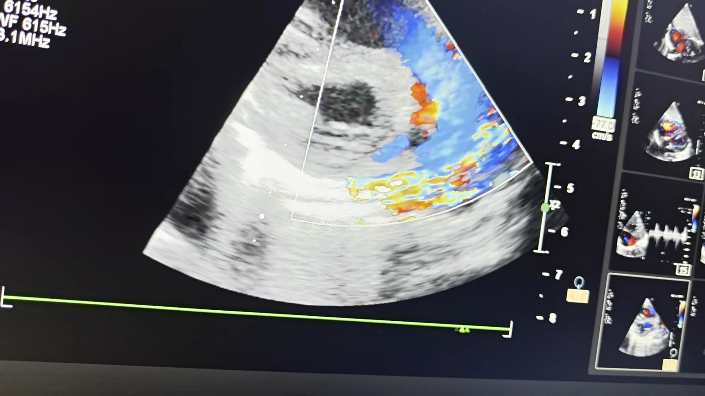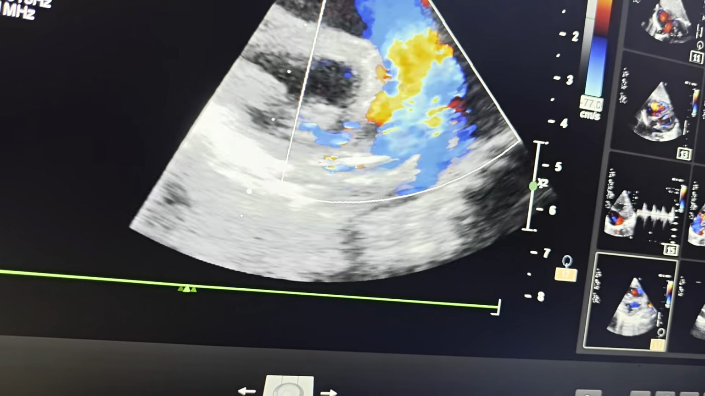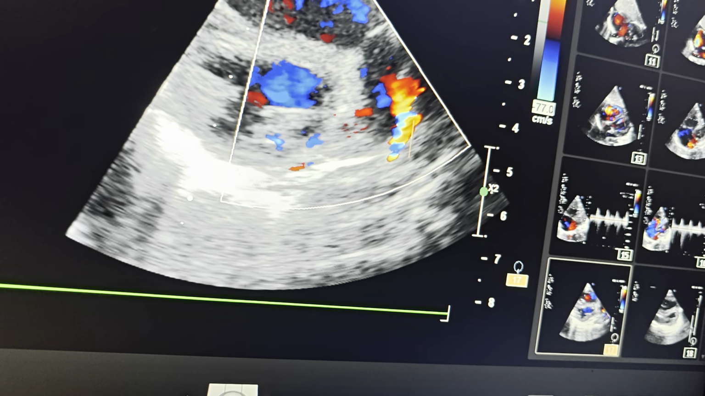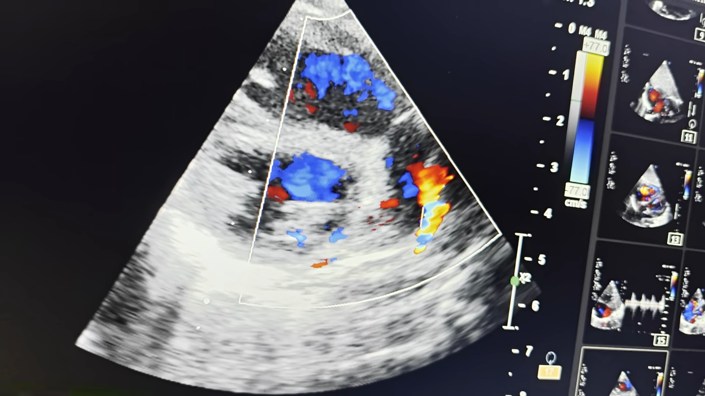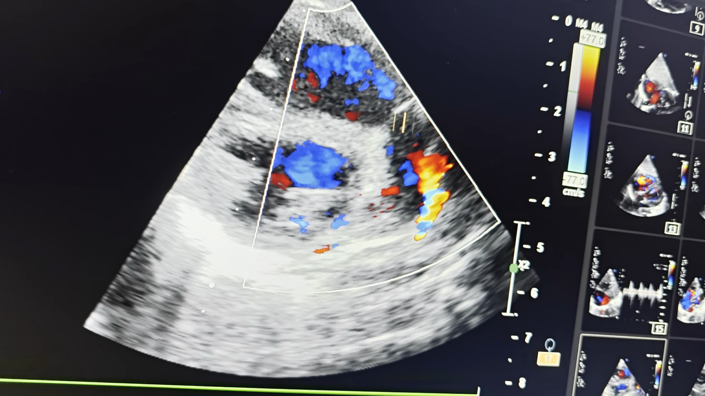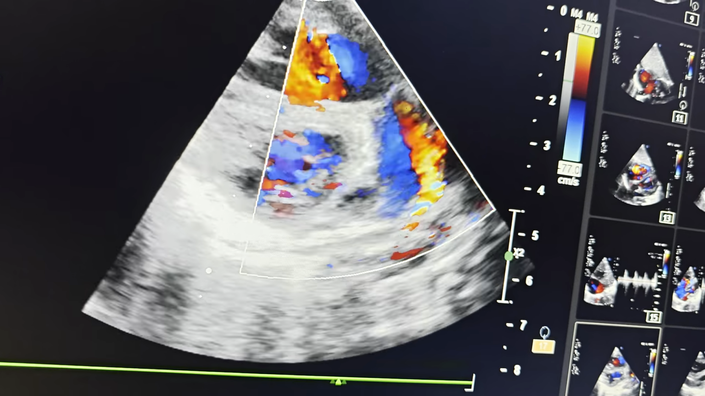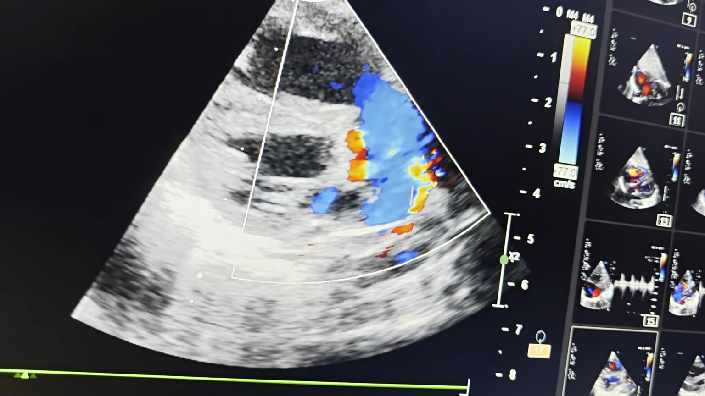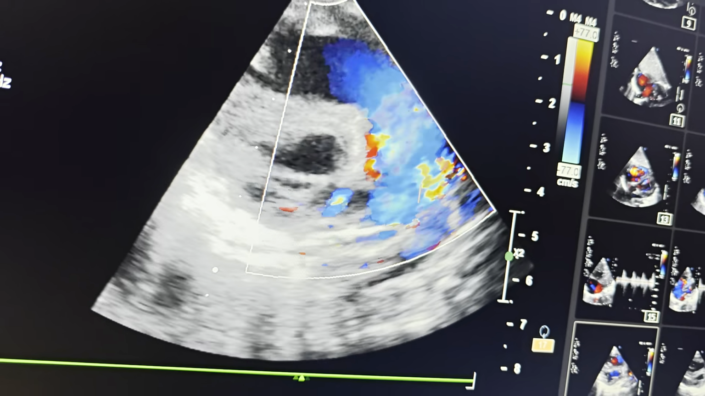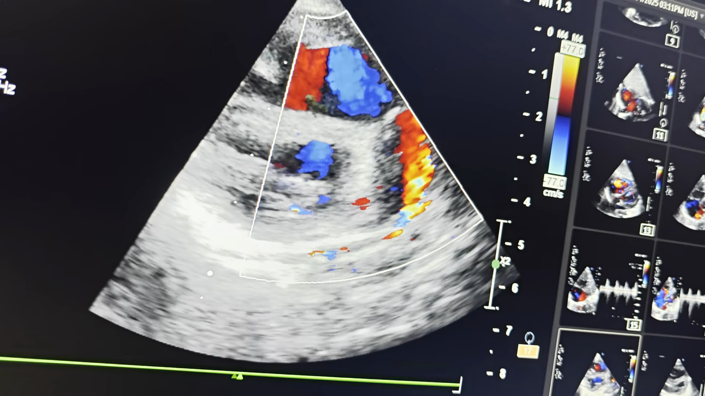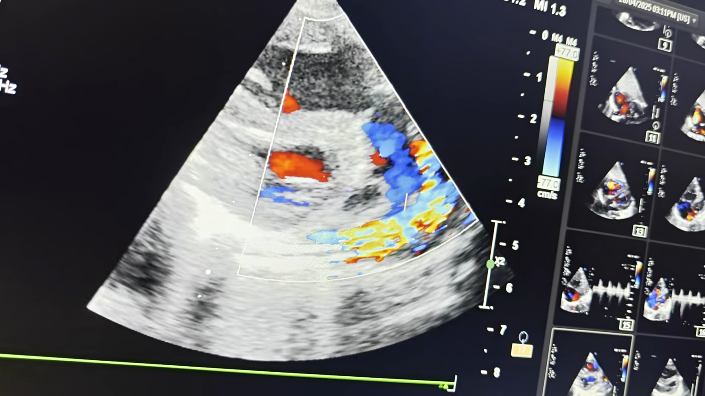This is PDA, patent ductus arteriosus. You can see this is PDA. This abnormal jet is PDA. This is right ventricle, this is main pulmonary artery, and this is PDA. You see, this is PDA. So here the mixing of blood happens through ostium secundum ASD and PDA.